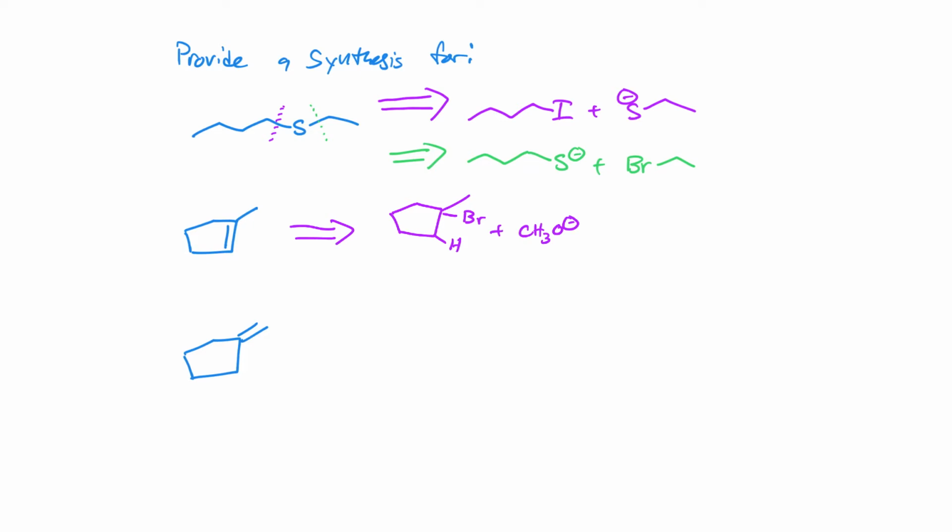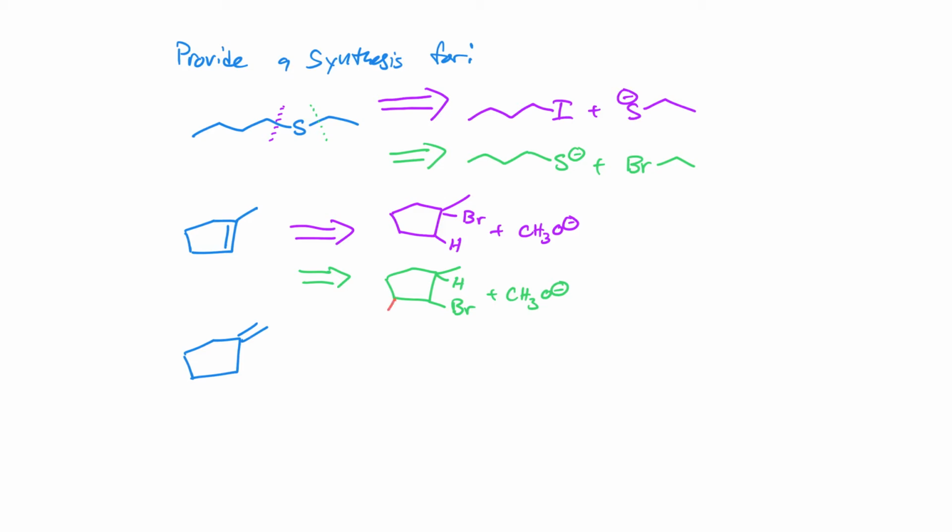Another option, let's go with green again, would be to put the leaving group on the other side of the alkene. And in this case, I'd again probably want to use methoxide. I would hopefully remove that H and create the alkene. So the question is, is one of these a better choice than the other?